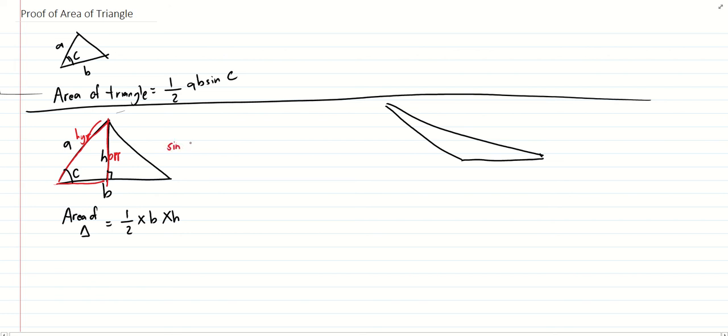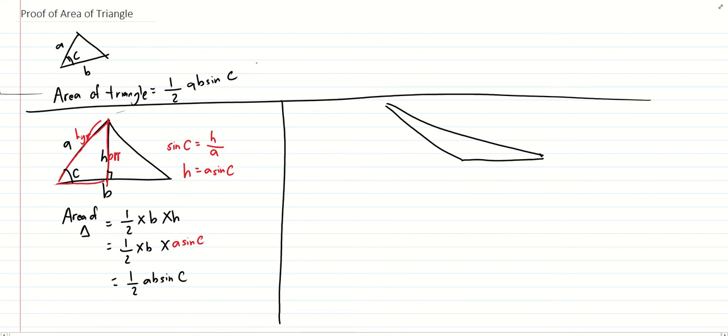We can have sine C equals h over A. And now we can bring the A over. We will have h equals A sine C. So now if I substitute h equals A sine C, I will have half multiplied by base multiplied by h, which is A sine C. So multiplied by A sine C. And rearranging all our terms, we will now have half AB sine C. Very simple, effective proof over here.